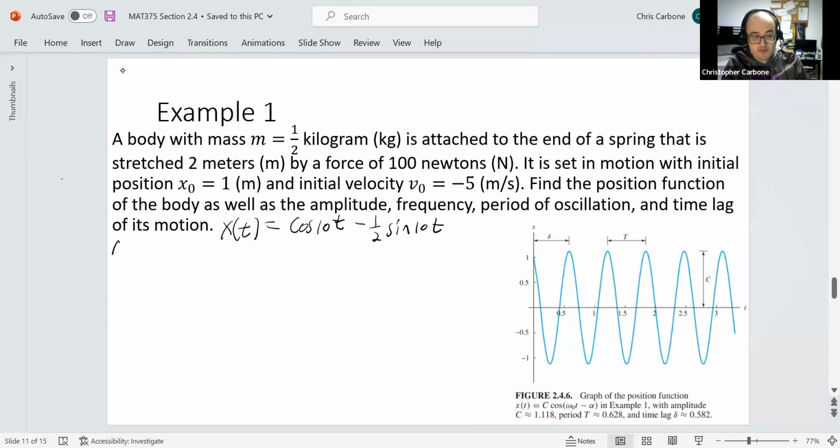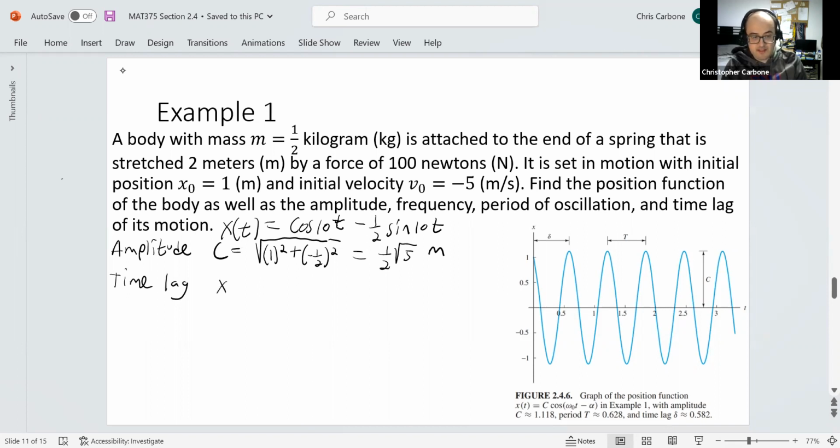And the amplitude that we have would be C is equal to the square root of 1 squared plus negative a half squared. If we toss that expression into a calculator, we should get 1/2 times the square root of 5 meters. And for us to find the time lag, let me phrase it that way. Time lag.